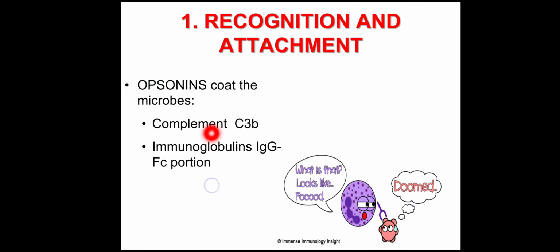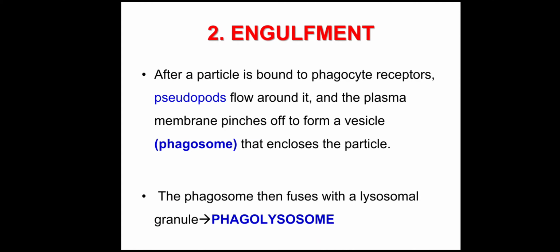So this is the first step. The receptors on the WBCs can bind to the complement protein C3b and the Fc portion of the immunoglobulin which is coating the bacteria. These are known as opsonins. The second step was engulfment. When this microbe is bound to those receptors, pseudopods will be formed and will flow around the microbe, and after that the phagosome will be formed.